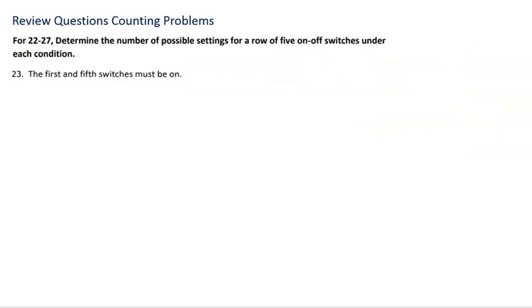Now for the next example, same 5 switches, 1, 2, 3, 4, 5. Now it says the first and the fifth switches must be on. Okay, that's fine. The first one must be on, and the fifth one, this is the fifth one, must be on.